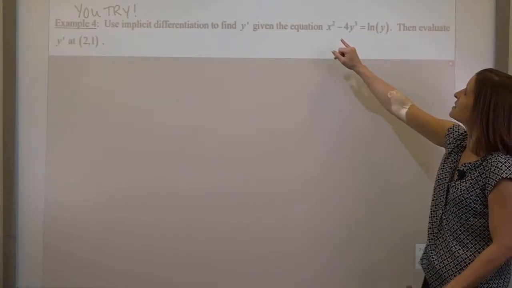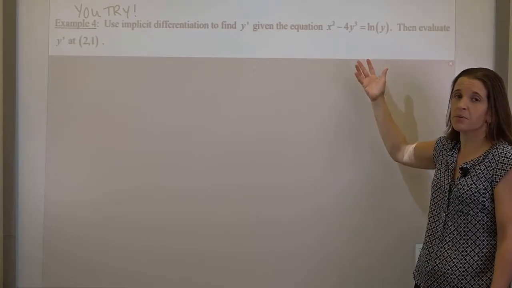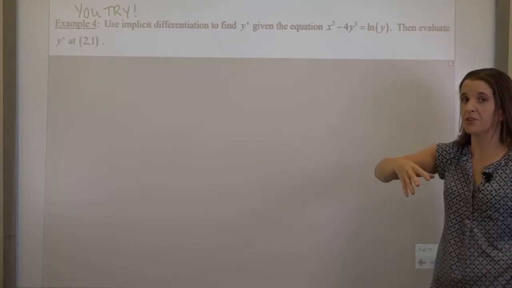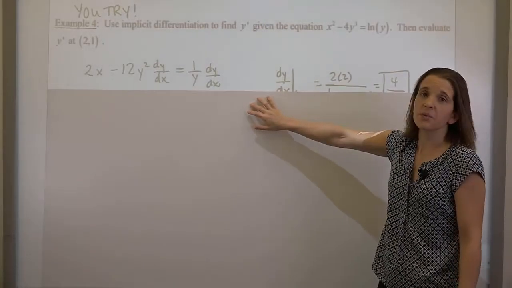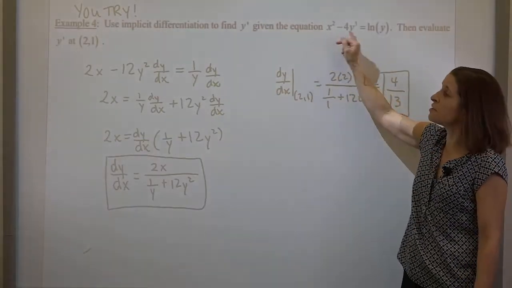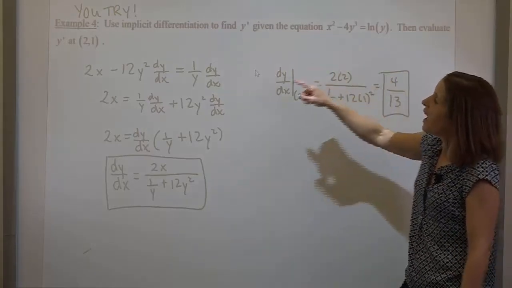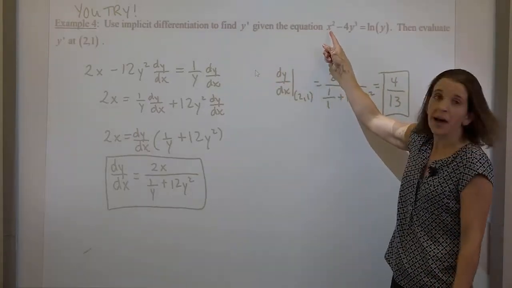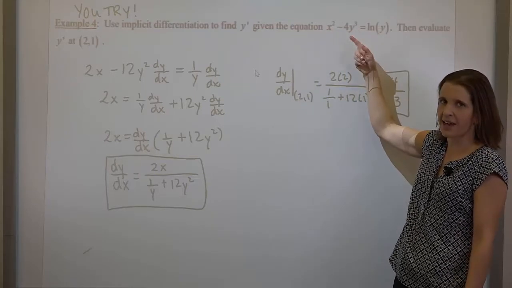So we have x squared minus 4y cubed equals ln of y. This is the first time we're seeing an ln, but we know how to deal with ln because we have all our derivative rules down from earlier units. So the first thing that we need to do is go term by term, taking that derivative. And so I get 2x minus 12y squared dy dx.